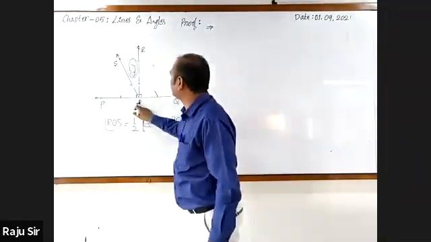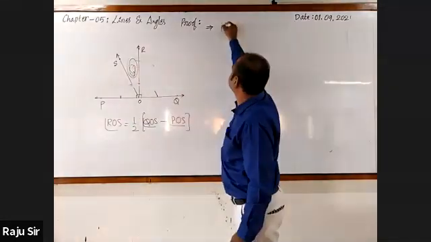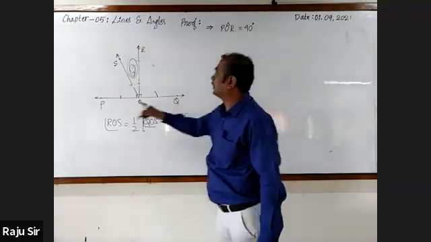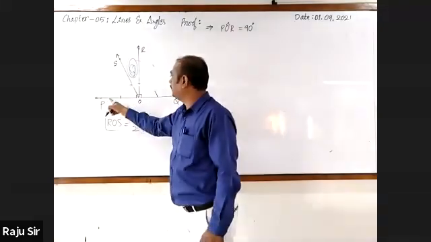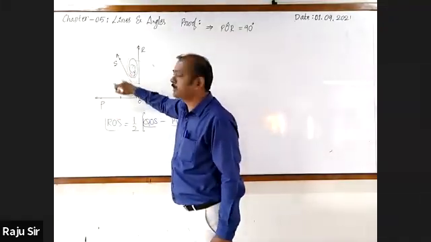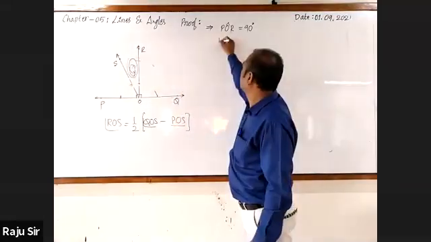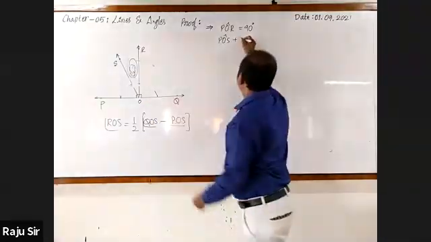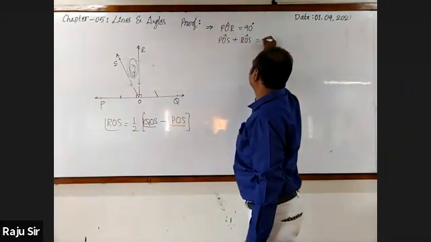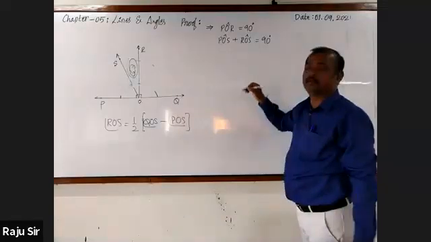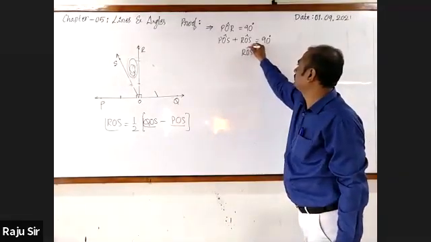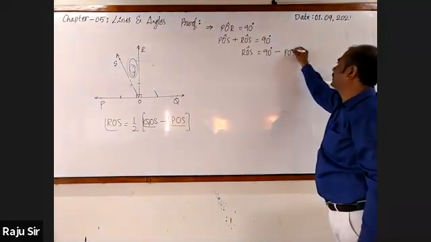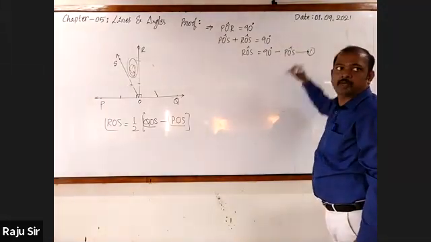What is the measurement of angle POR? It is 90. What is POR? It is the sum of two angles. What are those? Angles POS plus ROS equal to 90 degrees. Did you understand? Then what is ROS? ROS is 90 degrees minus POS. Call it statement 1.